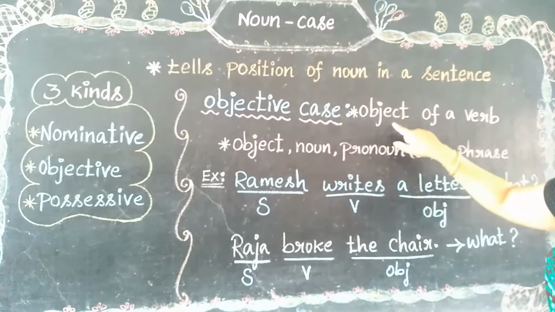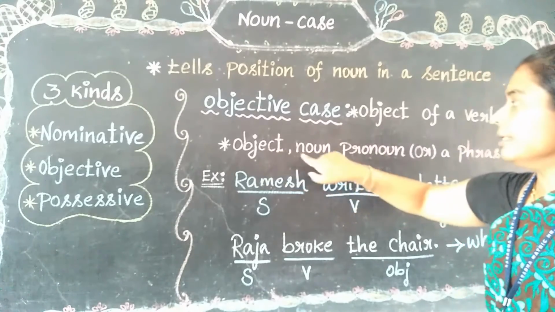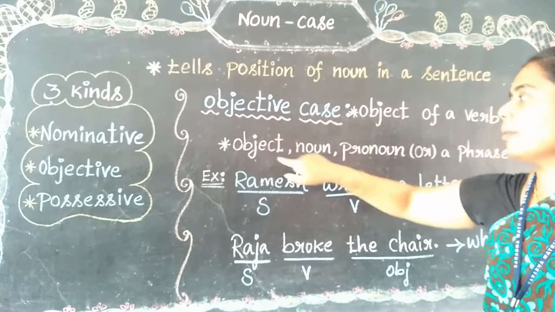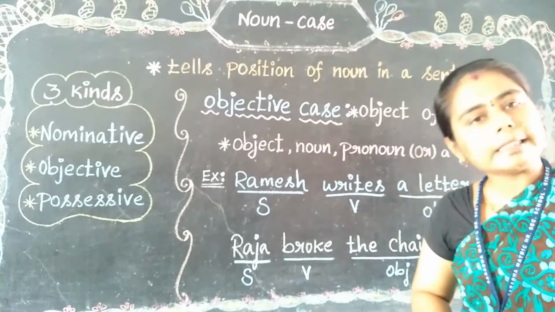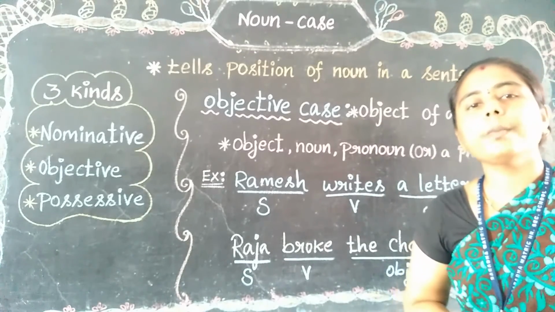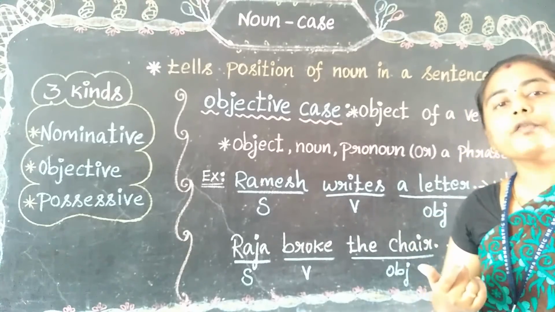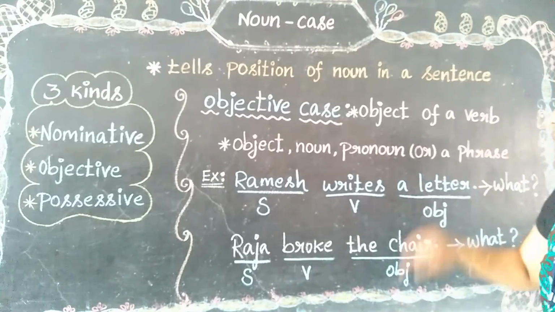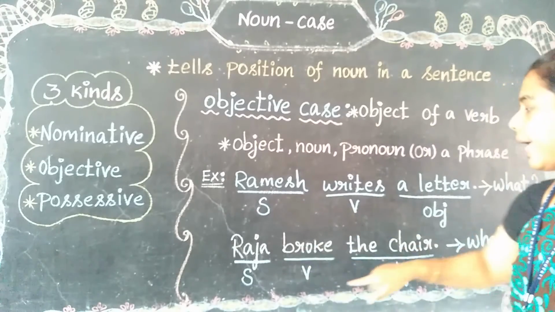The objective case always performs with the object of your verb, and it always accepts a noun, a pronoun or a phrase. The object at the end of the sentence will perform. A noun, you knew, is a naming word, and a pronoun is used to replace a noun, that is, instead of a noun. Or a phrase. A phrase is nothing but a group of words that won't contain the combination of subject plus verb, neither a subject nor a verb. So the objective case always accepts these patterns, right? So these are all the examples.